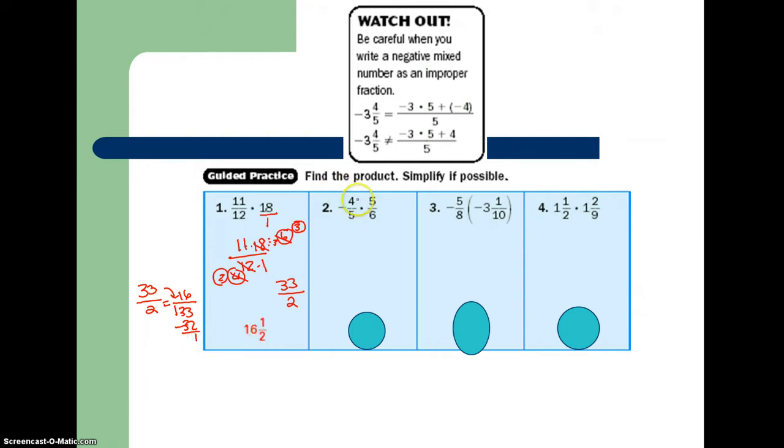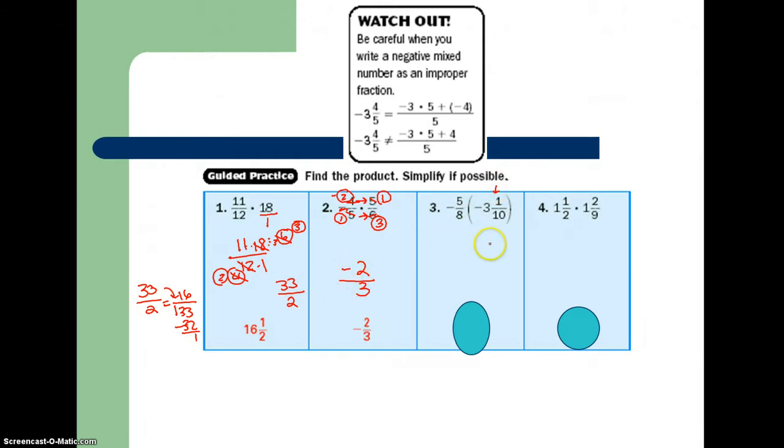Number 2, multiply straight across. You can even see you can divide out common factors first. Divide by 2. This is 1. This is 1. Watch the negative, too. Make sure you put that negative up there. Negative 2 over 3. Be careful about that negative. You'll lose points if you don't put the right sign.